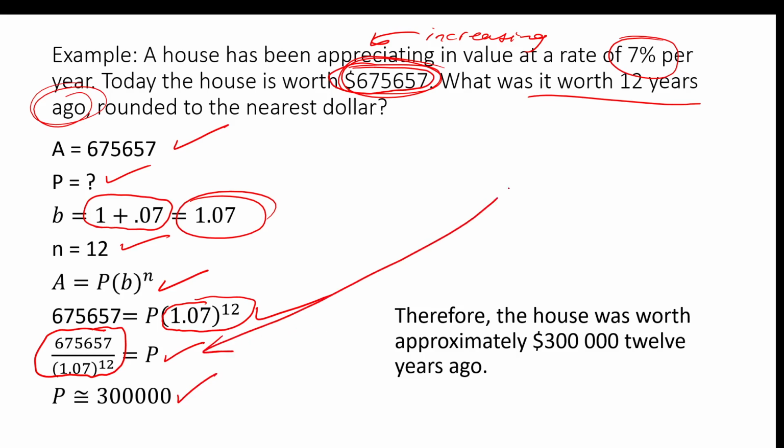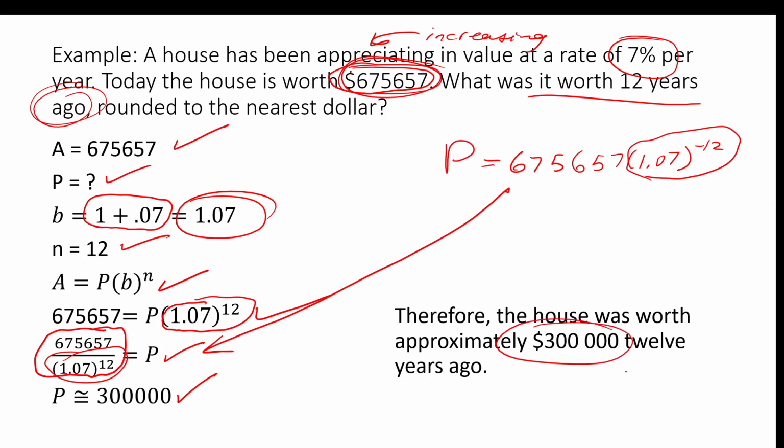Another way of writing this out is to simply say when we have 1.07 to the exponent 12 in the denominator, we can call it 675,657 times 1.07 to the exponent negative 12. You can make 1.07 to the negative 12 be in the numerator rather than 1.07 to the positive 12 be in the denominator. Either way, that equals the prior amount, which is roughly $300,000.